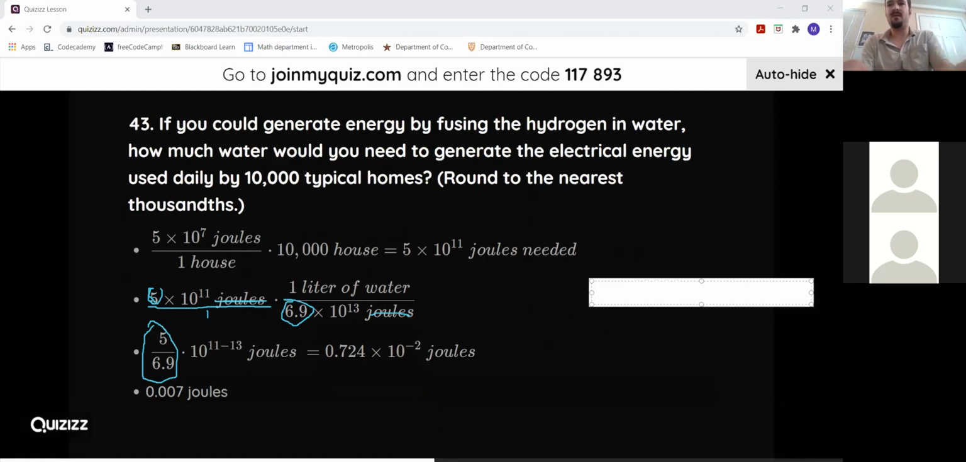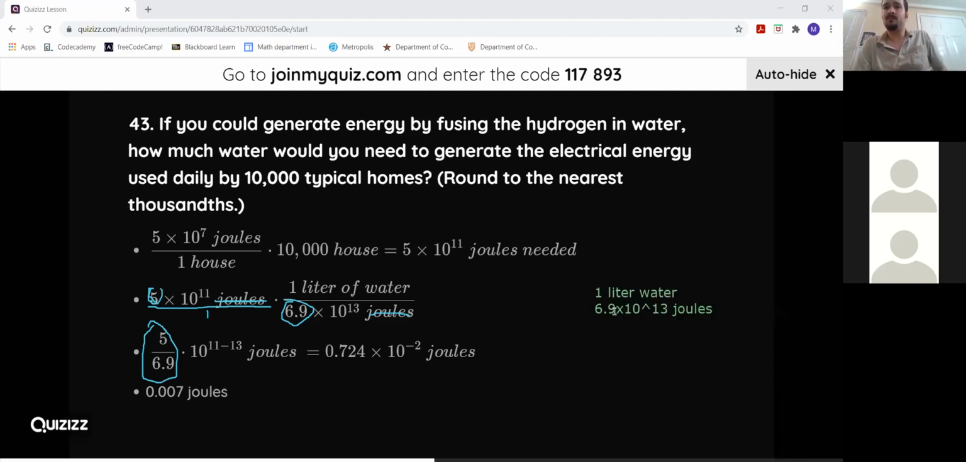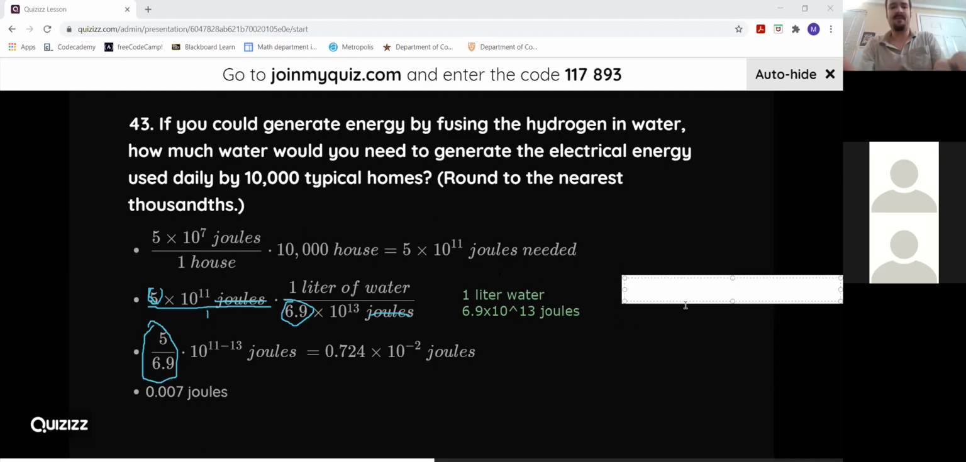Maybe here. I did like 1 liter of water to like what? 6.9 times 10 to the 13th. So this was one of my fractions, and the other one was joules on top, so 5 times 10 to the 7th. So there are multiple ways you can sort of work these things, is what I'm trying to get at here, right? 1 home daily.